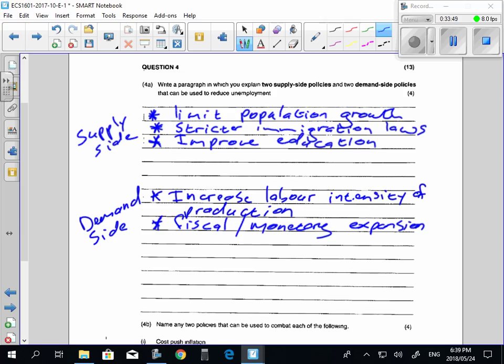For your fiscal policy, it's either an increase in government expenditure or a decrease in tax, or both of those. And for your monetary policy, it would be a reduction in the interest rate, or an increase in the money supply. Or you could increase exports. So we increase exports, we increase the demand for our goods and services, and obviously we need to employ more people to produce those goods and services.